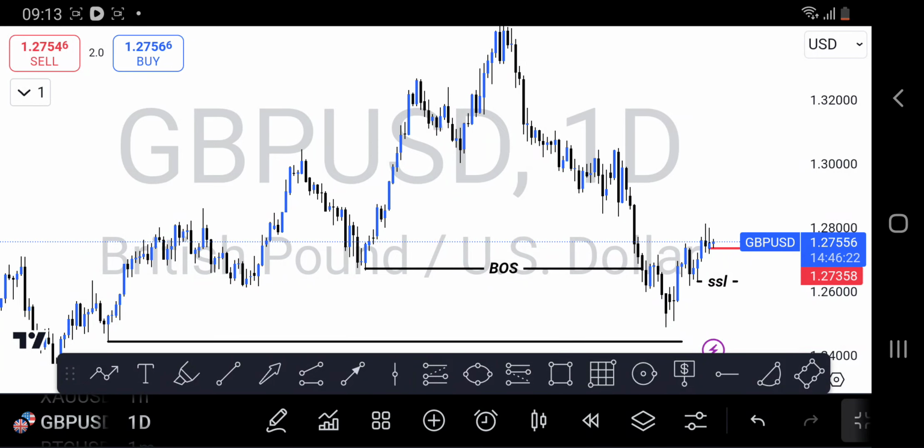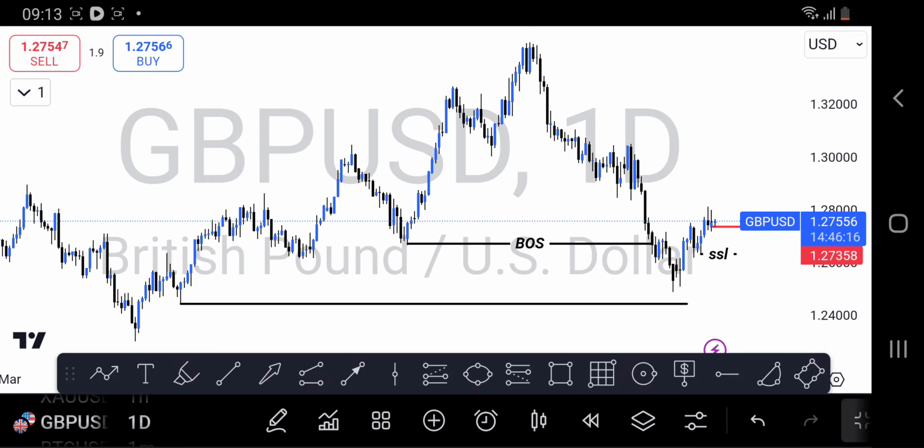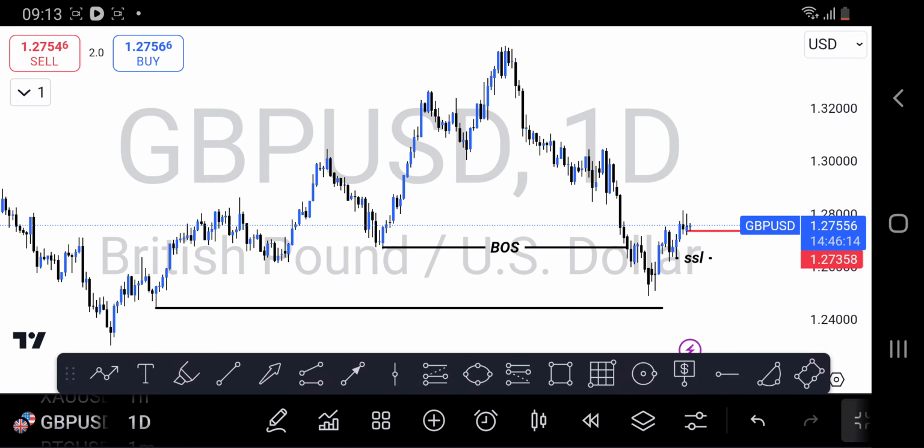Hello everyone. So today I'm going to be analyzing GBPUSD with you guys. Currently I'm on the daily time frame, and I personally love to start analyzing with the daily time frame because I'm looking for the overall direction. I'm not just looking for the direction of the 5 minute. I'm looking for the whole direction, like what's the actual direction this pair is going.